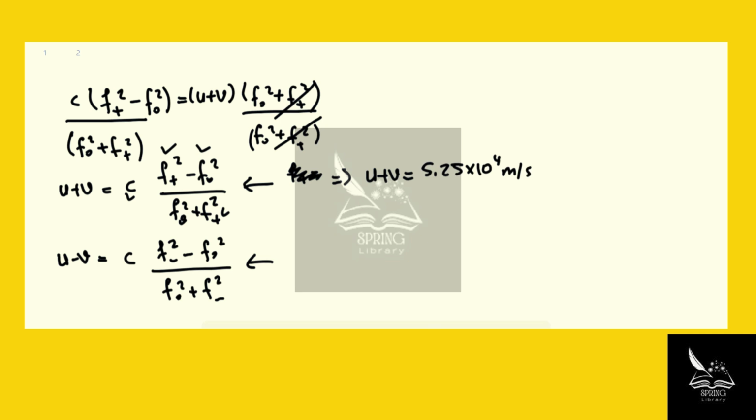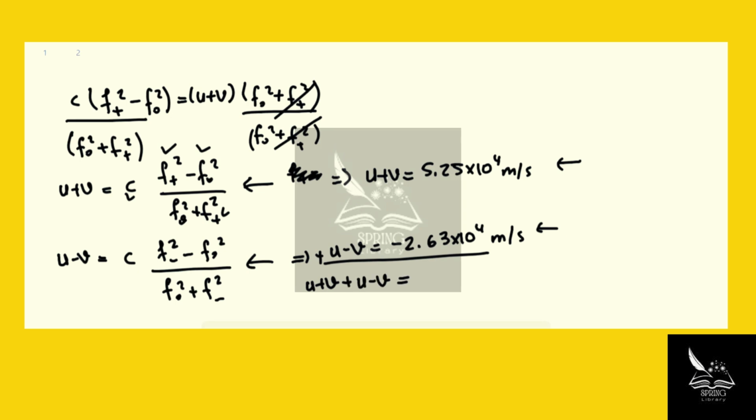And if you plug in all the values in the second equation, then u minus v is going to be found out to be negative 2.63 times 10 to the power of 4 meters per second. Now, what we're going to do, we're going to add these two equations, equation 1 and equation 2, to each other. So when we do this, we're adding the left-hand sides. So u plus v plus u minus v is going to be equal to 5.25 times 10 to the power of 4 minus 2.63 times 10 to the power of 4.